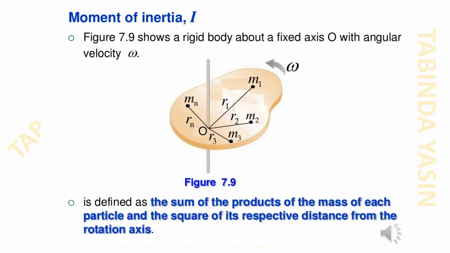To find the moment of inertia, the figure shows a rigid body about a fixed axis O with angular velocity omega. You can see a fixed point O along the z direction, about which the body is rotating with angular velocity omega in the anti-clockwise direction. The mass points are m1, m2, m3, and so on to mn on the rigid body. From the origin O to m1, the position vector is r1; to m2, the position vector is r2; to m3, it is r3, and so on till mn, where the position vector from O to mn is rn.